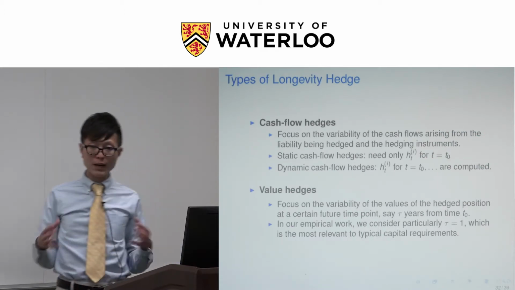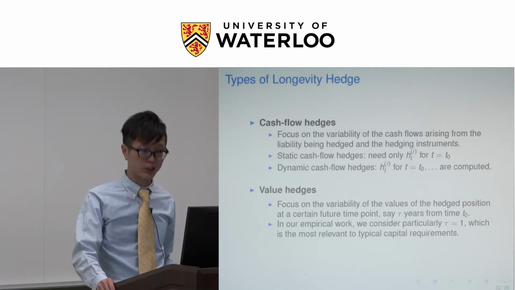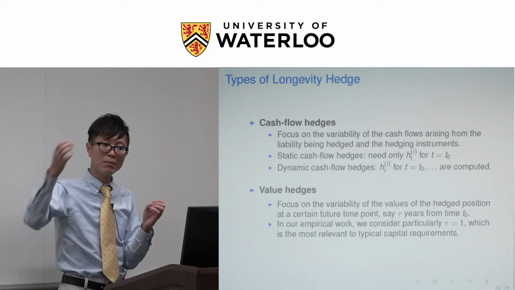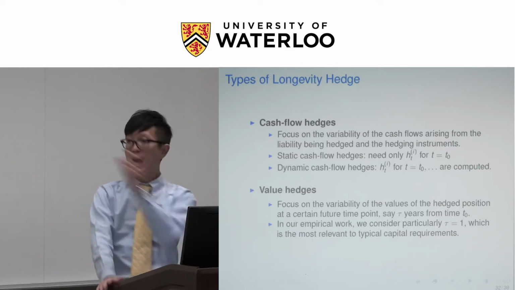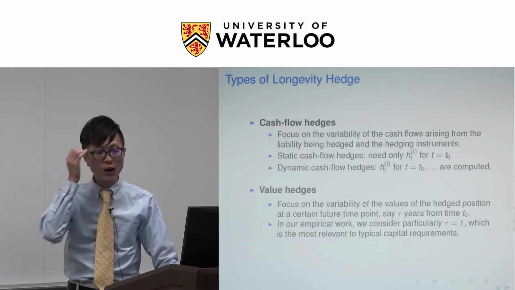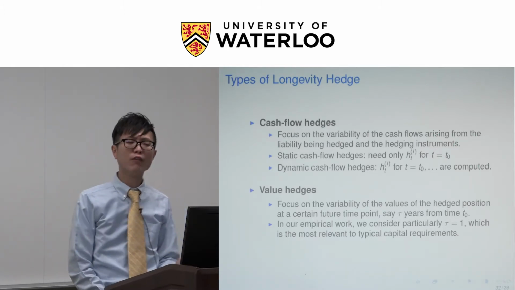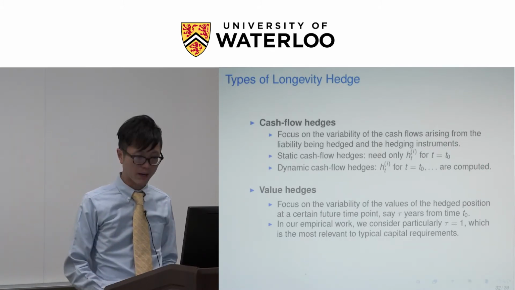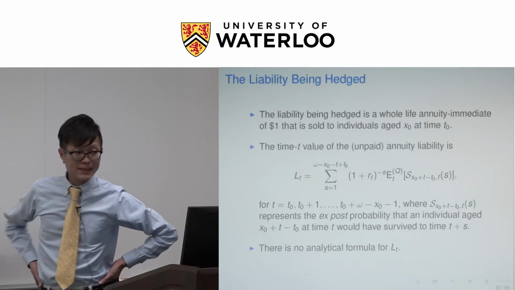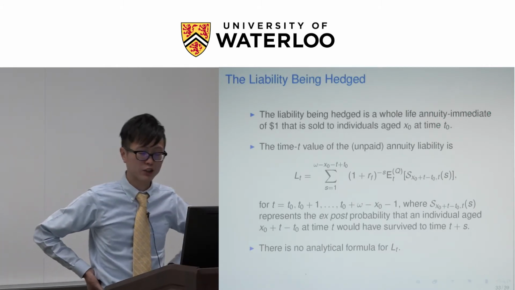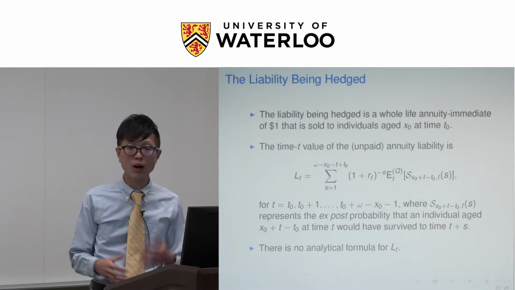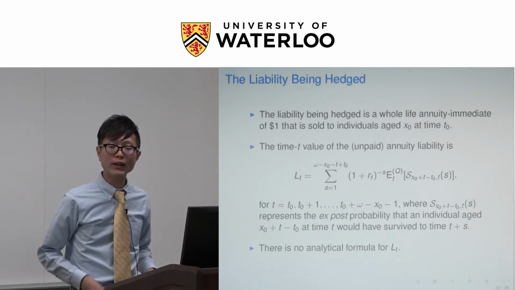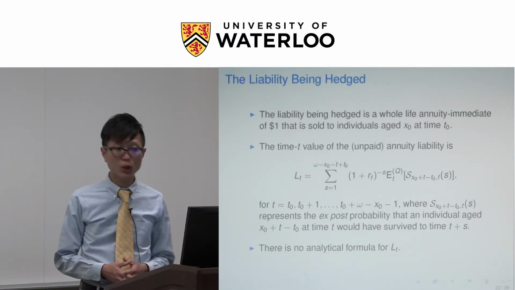And I consider two types of hedges, including cash flow hedges, which focus on the variability of the cash flows arising from the liability being hedged and the hedging instruments, and value hedges, which focus on the variability of the values of the hedged position at a certain future time point, say 10 years from time t0. Okay, so some assumptions concerning the liability being hedged. I'm assuming that the liability being hedged is a whole life annuity. Each payment is $1, payable at the end of each year for as long as the individual is alive.